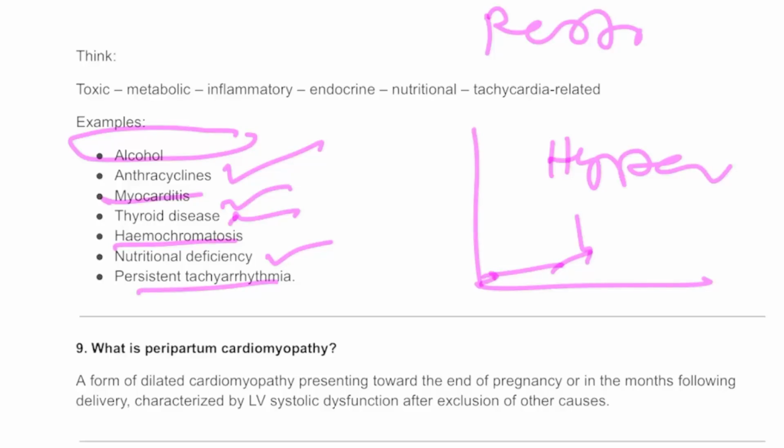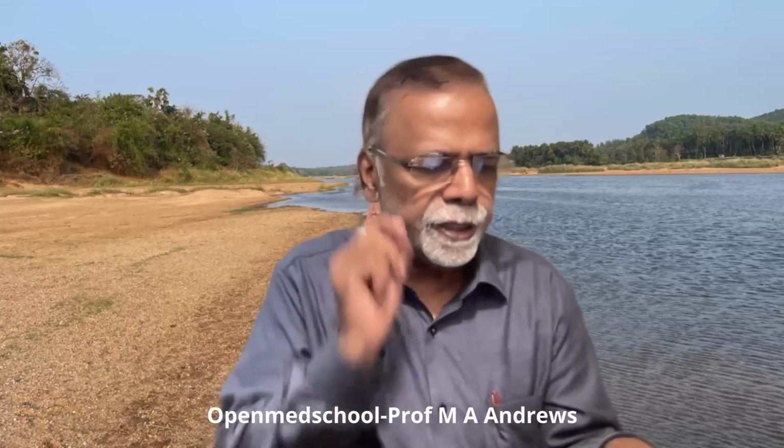What is meant by peripartum cardiomyopathy? It's a form of dilated cardiomyopathy. Peripartum cardiomyopathy is an example. It is a DCM presenting towards the end of pregnancy, the last month of pregnancy, and the first 5 months of the postpartum period. It's a type of dilated cardiomyopathy.